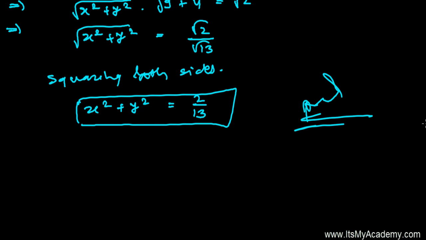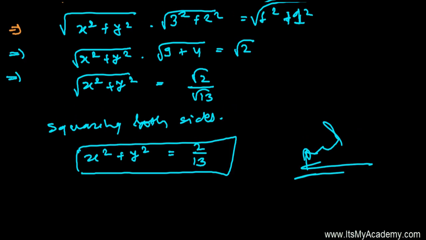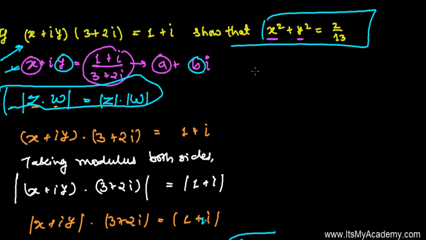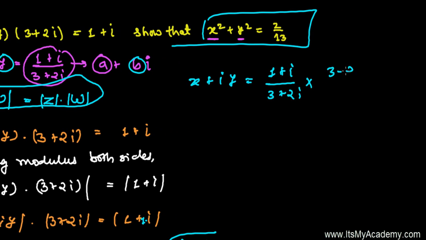I hope you understand how we solve this question. And if you want, as I told you, you can go by the division method also. By the division method it will be something like this: x plus iy equals 1 plus i divided by 3 plus 2i. Now just multiply and divide by the conjugate of 3 plus 2i, so it will be 3 minus 2i. Now you have to just multiply the two complex numbers 1 plus i and 3 minus 2i. It's a very simple multiplication of two complex numbers.